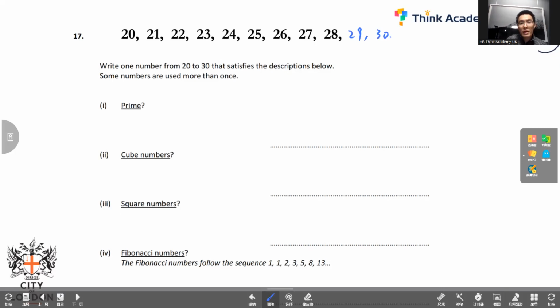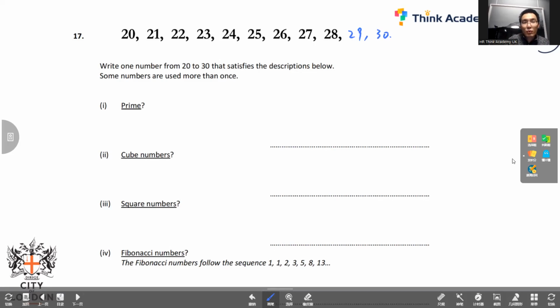And then, first of all, prime numbers. So I'll write down all the correct answers, although the question only requires you to write one number. So you can just pick one of them and then write it during the exam. So prime numbers between 20 and 30, this is something you should remember in your mind. First of all, they should be odd numbers.